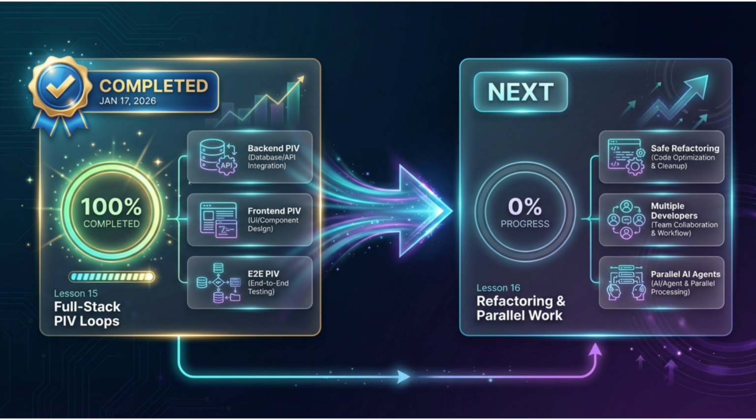Multiple developers and multiple AI agents working on different features simultaneously without stepping on each other. The vertical slice architecture and PIV discipline make that possible. Until then, practice this pattern. Build a feature, validate each layer, experience the confidence that comes from knowing exactly what works and why.